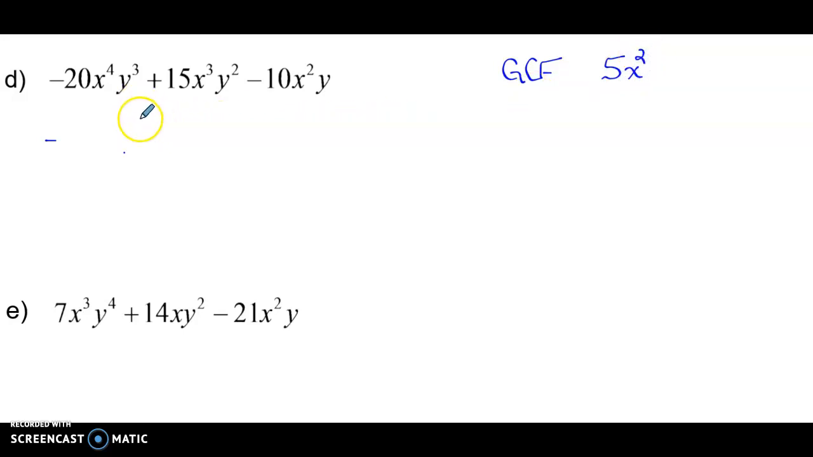And again, going with the lower exponent. This has 3 y's, this has 2 y's, this has 1 y. The most I can take out of everybody is this 1 y. That's all this term has to give. So my GCF is going to be a negative 5x squared y.